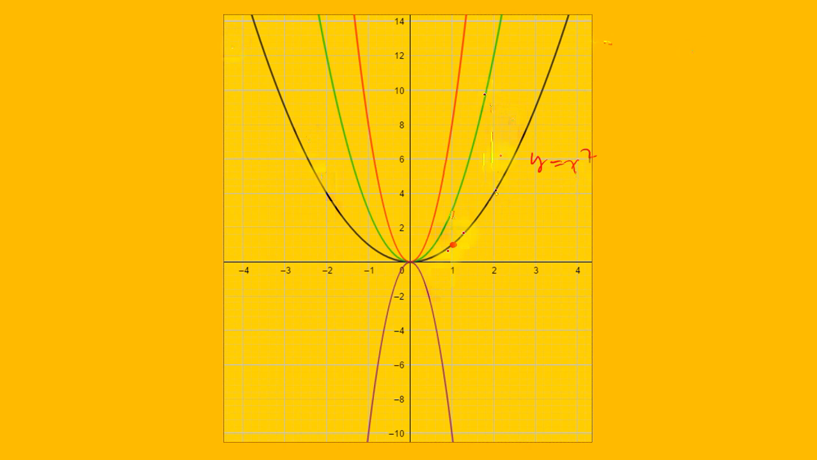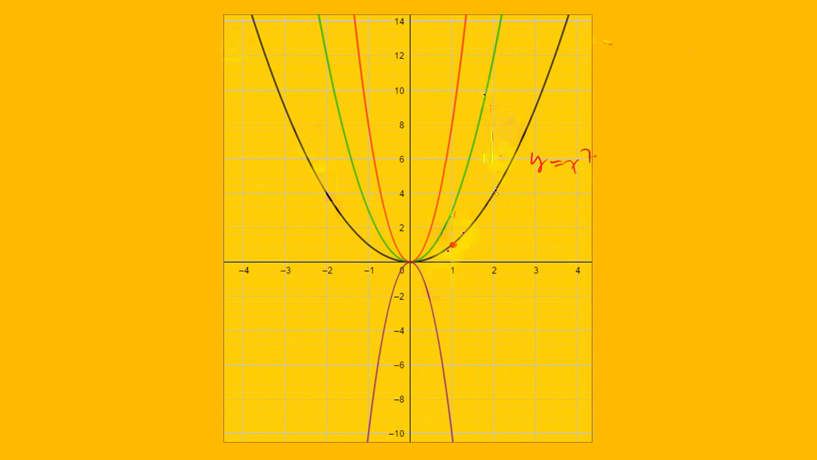So from 1, as you can see, it becomes 8. So it's 1 times 8, 8. So meaning this one is y equals, let's say y sub 3 equals 8x squared. Okay. So how about the purple one?